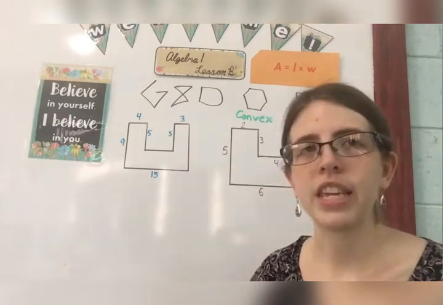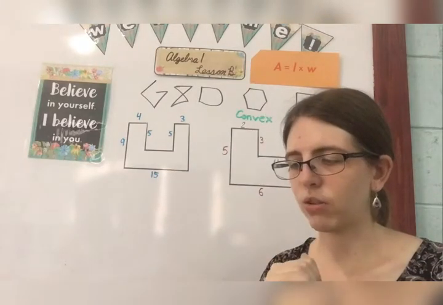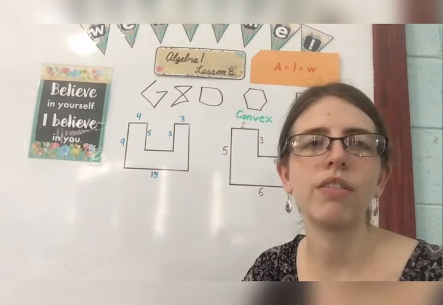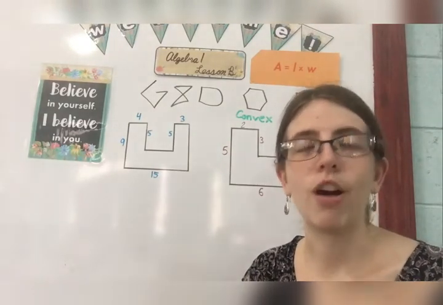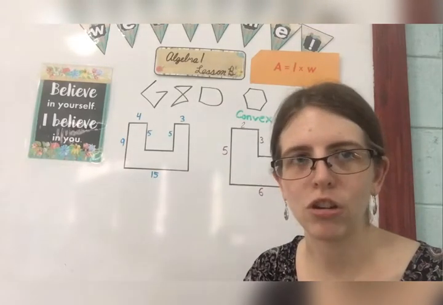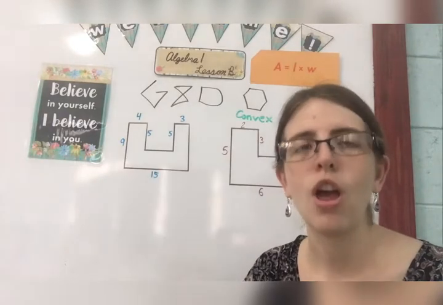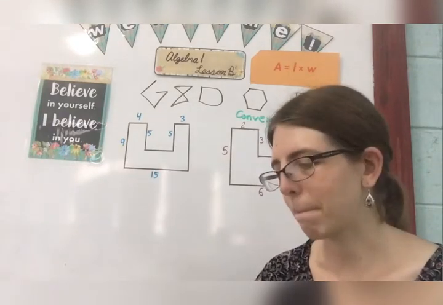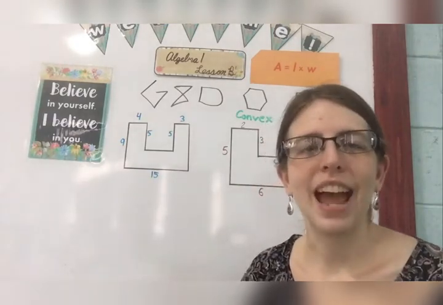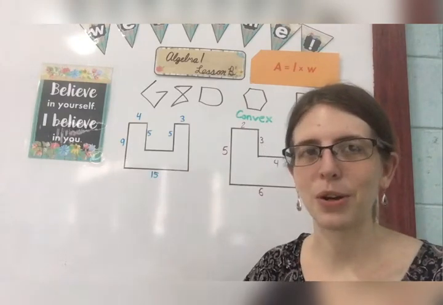When all of the lengths and angles have the same measure, we call them a regular polygon. When all of the sides and angles have the same length, the same measure, we call that a regular polygon. Regular polygon.